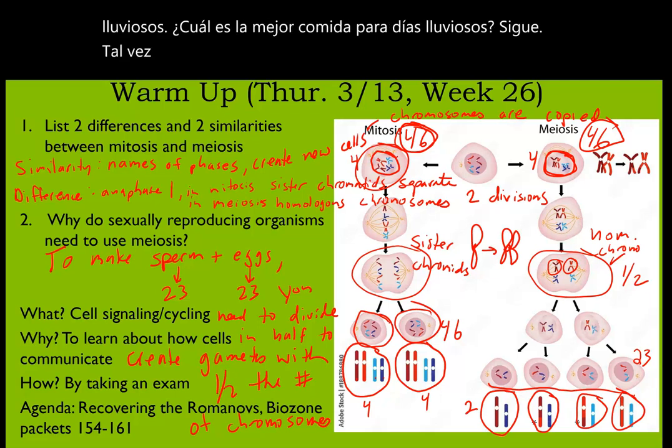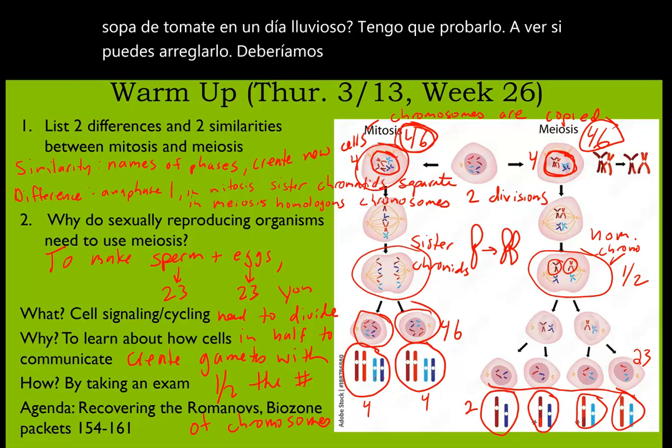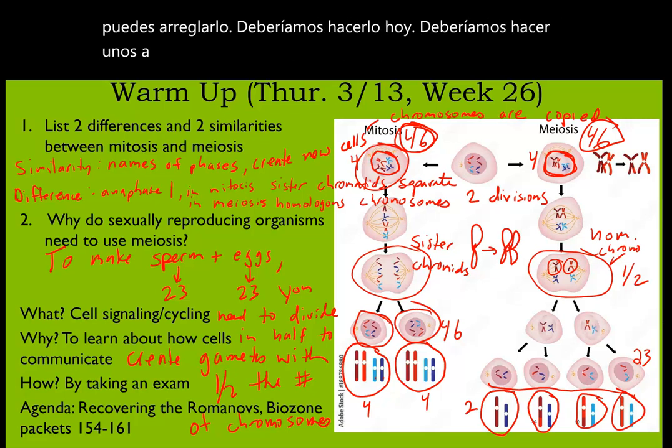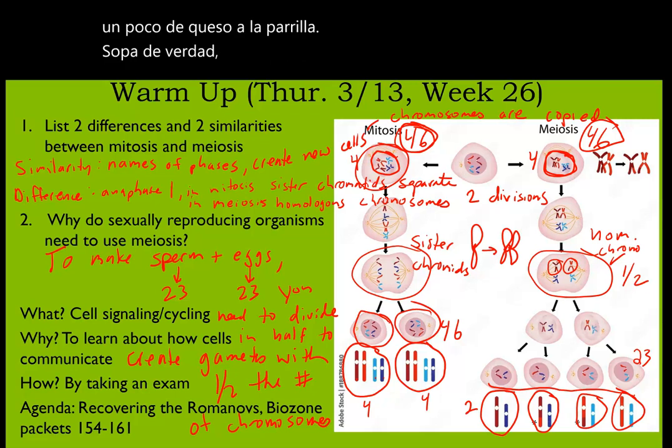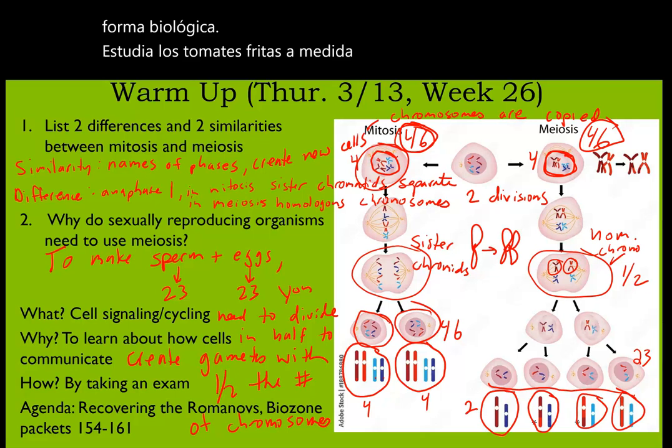Keep going. Maybe you never had it. Anybody had grilled cheese and tomato soup on a rainy day? You gotta try it. Oh, we should do it today, huh? We should make some grilled cheese and tomato soup. We can make our own. Grow some tomatoes. Biologically, study the tomatoes as they grow. Fertilize the tomatoes. Get those gametes together.